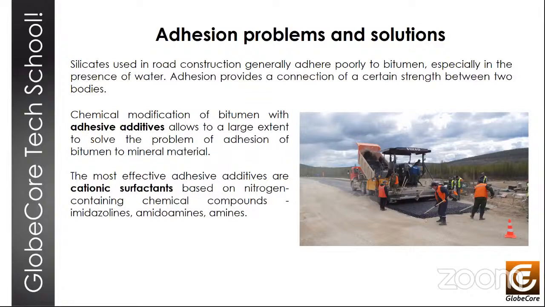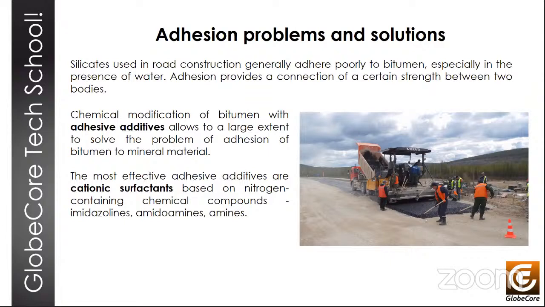So chemical modification of bitumen with adhesive additives allows us to a large extent to solve this problem of adhesion to mineral material. Surfactant molecules concentrate at the bitumen-stone material interface, and they act as a bridge or glue between the bitumen and the stone material surface, resisting the displacing action of that water. There are a number of surfactants that can be used in road construction that can be anionic, cationic, or non-ionic. The most effective adhesive additives are cationic surfactants based on nitrogen-containing chemicals such as imidazolines, amidoamines, and amines.